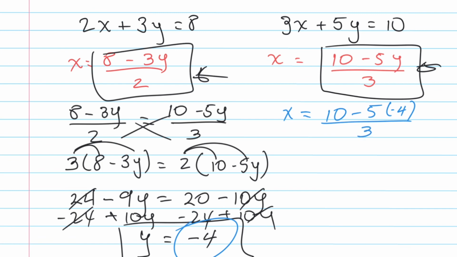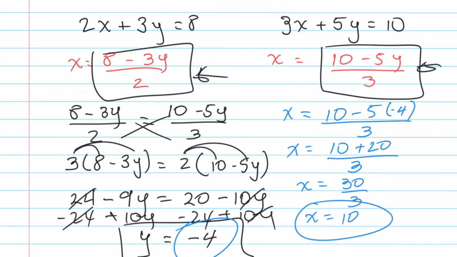Solving that math, we have 10. Negative 5 times negative 4 is positive 20, so we have plus 20, divided by 3. Now we have 30 divided by 3, so x is equal to 10. There you have it. The value of x is positive 10, and the value of y, of course, is negative 4. Simple.